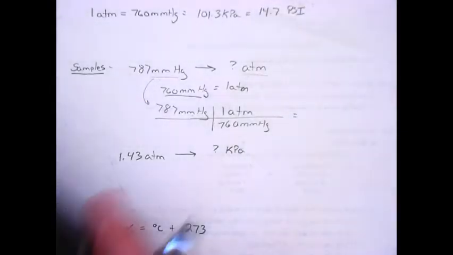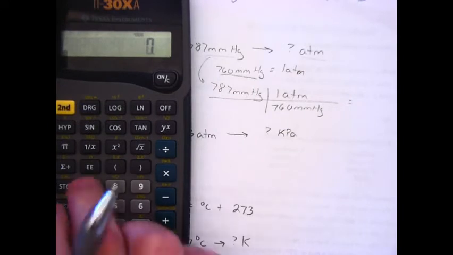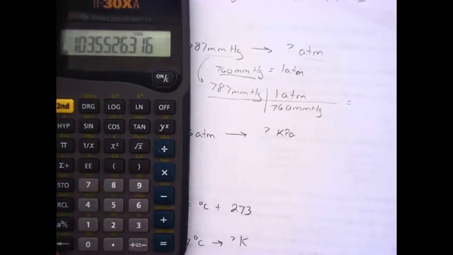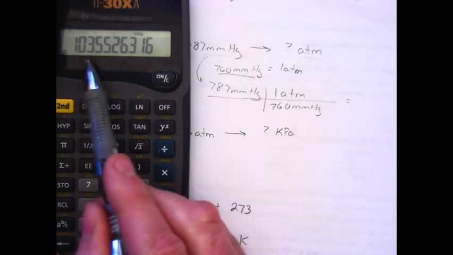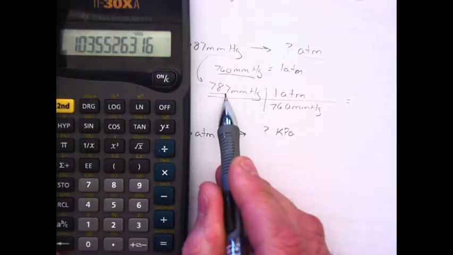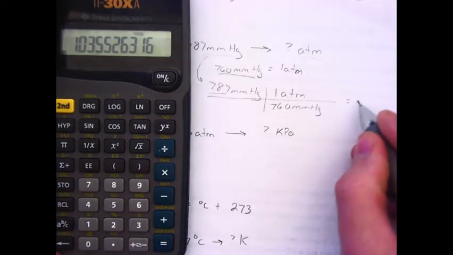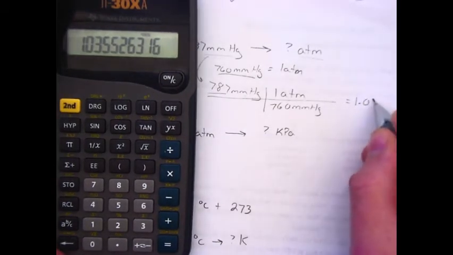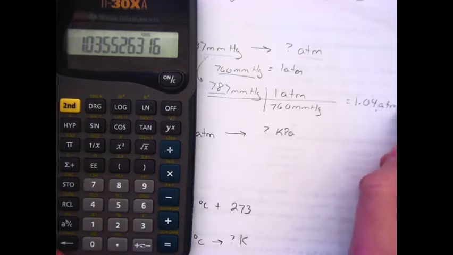Simple calculation involves 787 divided by 760 gives me 1.04. Since there are 3 significant figures in my starting point, the answer is only going to have 3 significant figures. 1.04 atm.